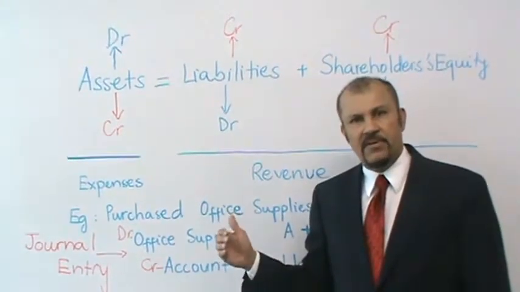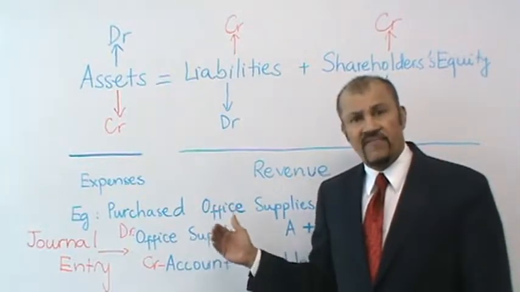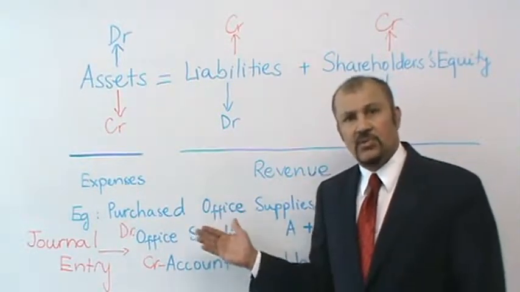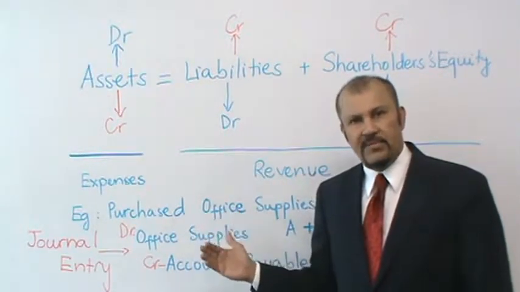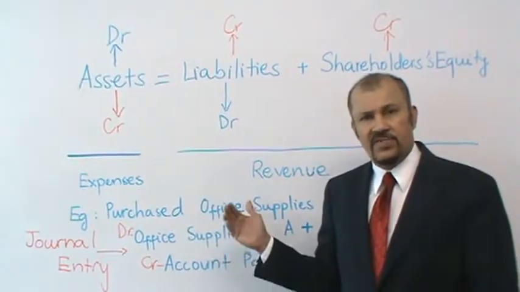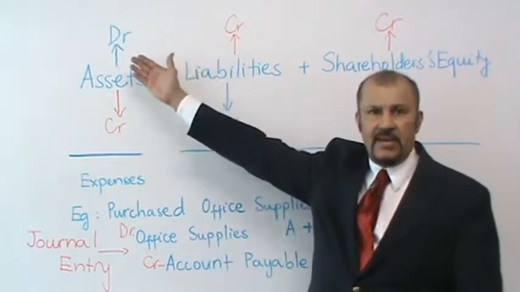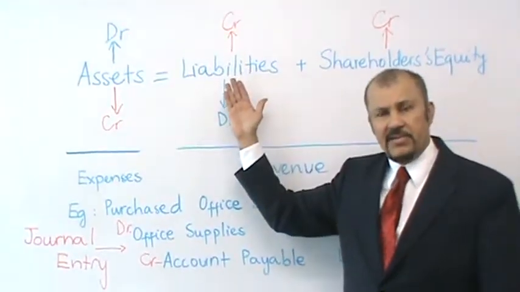The second step in the analysis is to ask yourself what categories or what families do these two accounts belong to? And the answer is office supplies belongs to the asset family and accounts payable belongs to the liability family.